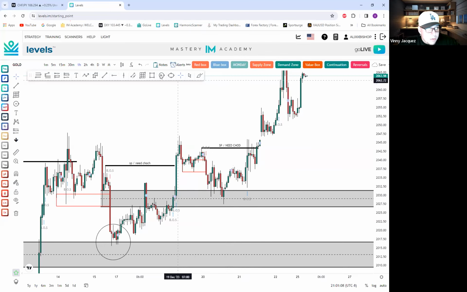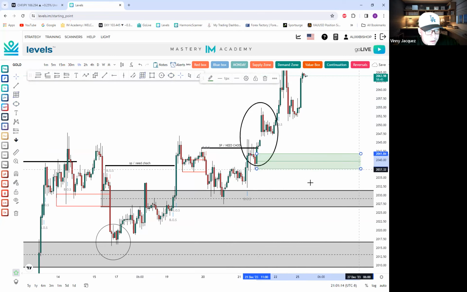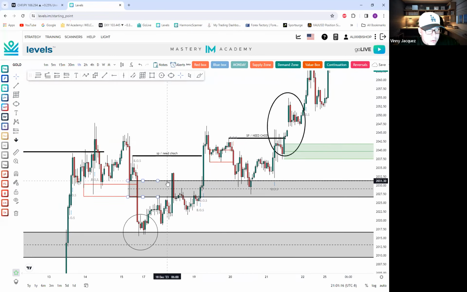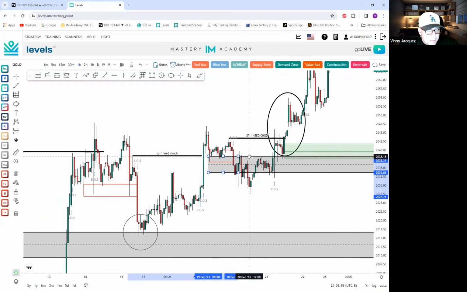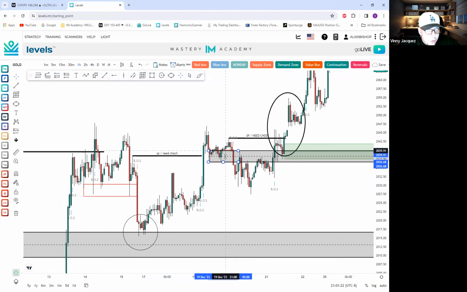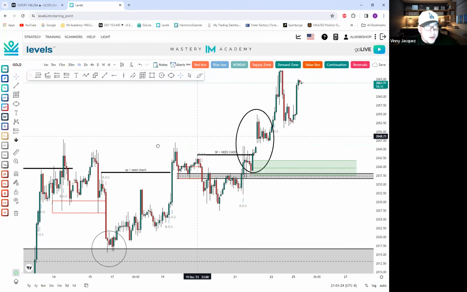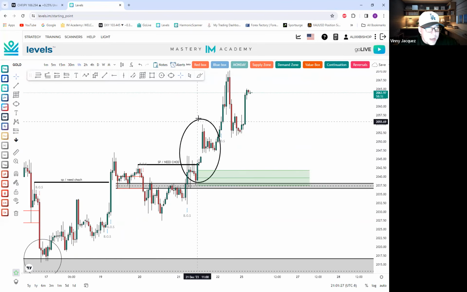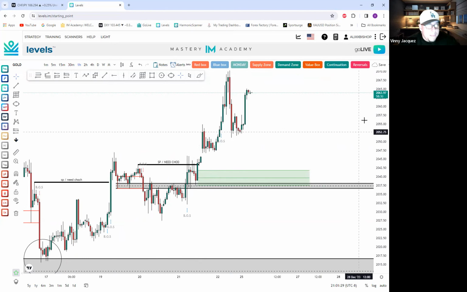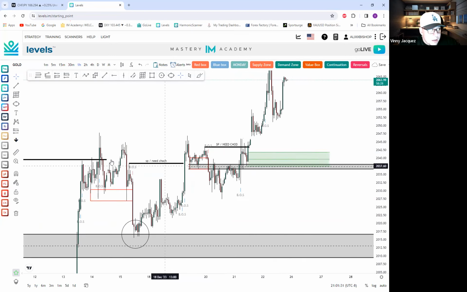Boom, we get a rally breakout. Here's my starting point. Here's my brand new left shoulder, whether you use it from the red box to red box or wick to body, whichever you want to do. Right? That's my brand new setup.